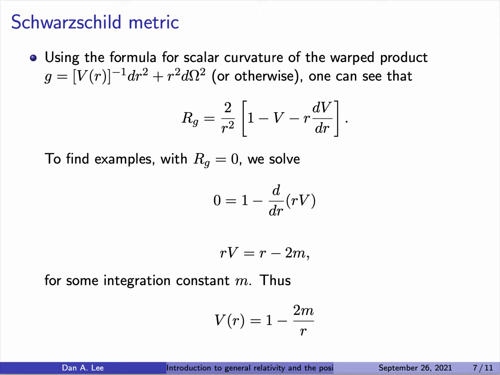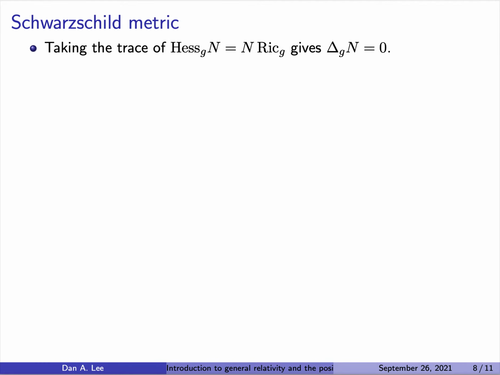So the only thing left, now we have to solve for the n. Okay, so the n has to satisfy Hessian of n equals n times Ricci. That's what we saw before. So in particular, if you take the trace of that equation, the trace of the Hessian is the Laplacian. The trace of Ricci is scalar, and scalar we already said was 0. So this says the Laplacian of n is 0.